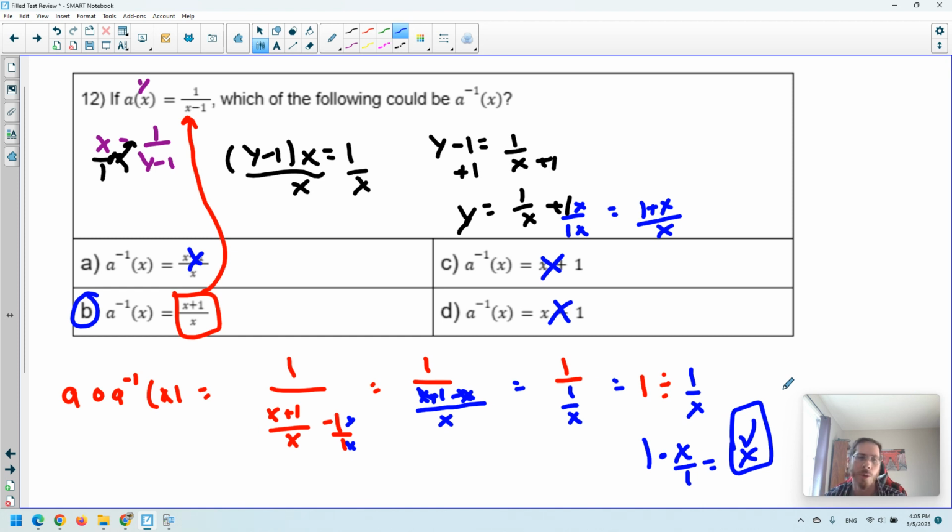If I wanted to be super sure, I would also need to check A inverse composed with A. I would need to check this one too. But since I already solved this one out, I'm not going to do the second part of the check. I'll let you do that if you feel like you wanted to solve the question that way instead of the way that I did it up at the top. So that's what we got for number 12.